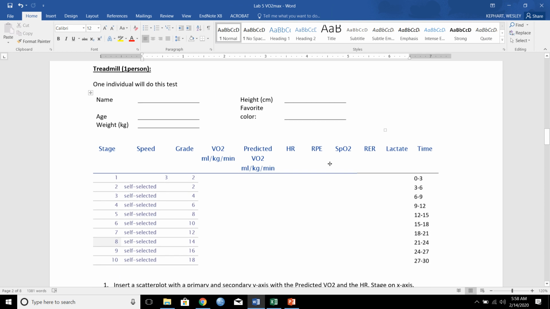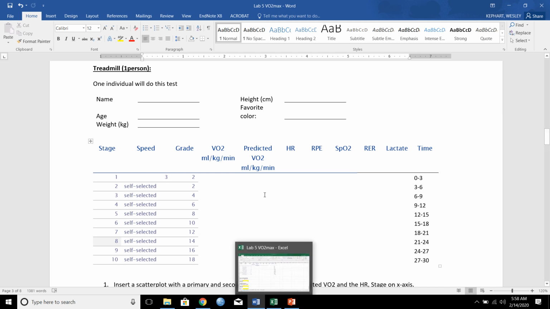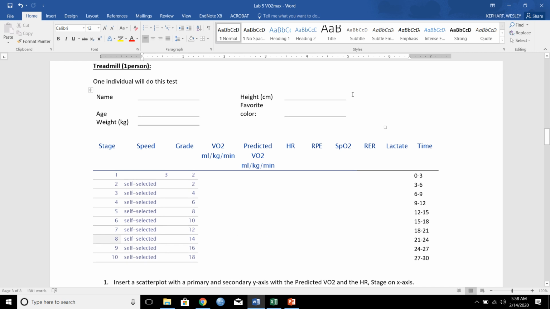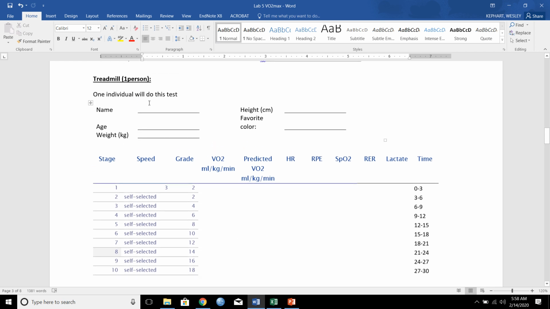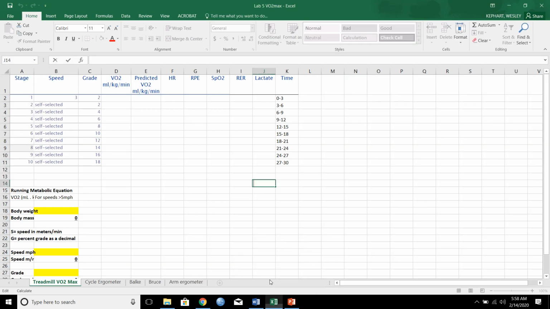So our very first test, this is the treadmill test, and luckily for all of you, I gave you an Excel document, and I'm going to talk about that here in a little bit. Now, this treadmill test, you're going to have to consult with the one person in particular who is doing this, because we have to have a self-selected pace. So what I mean by this, let's go on over here.